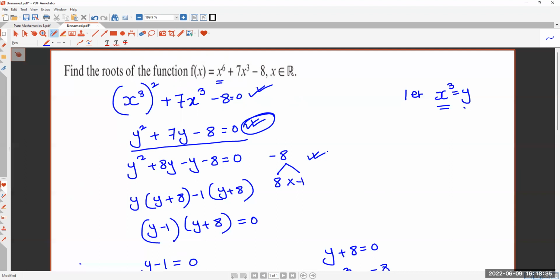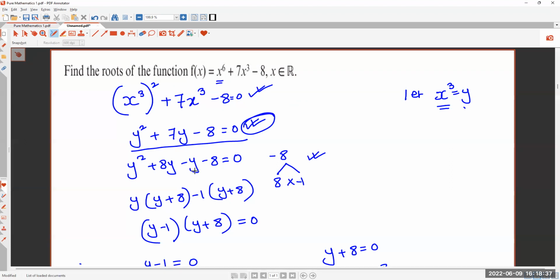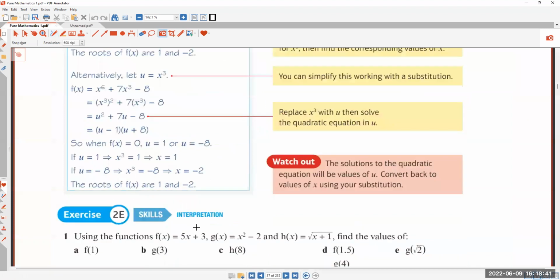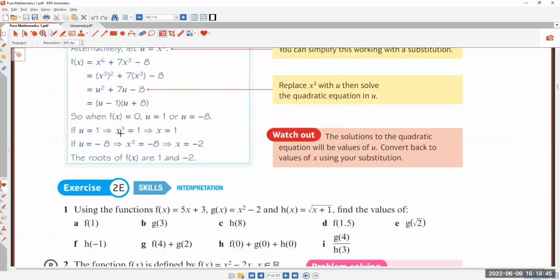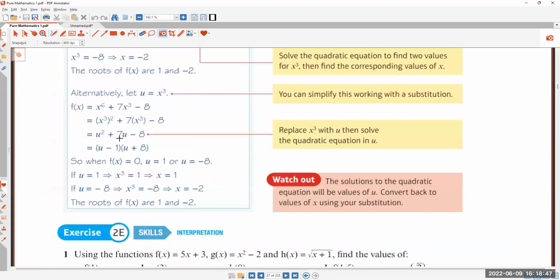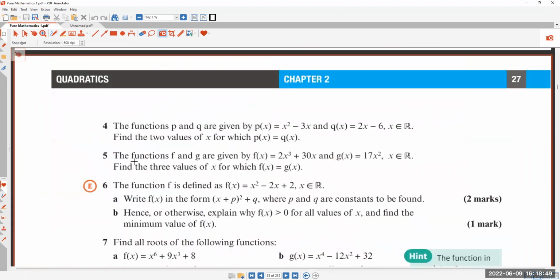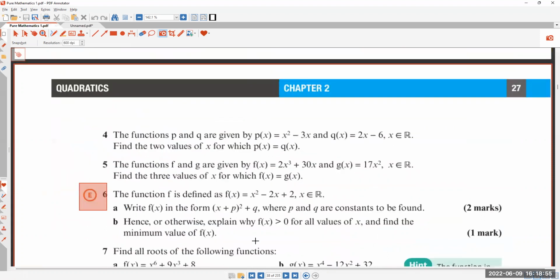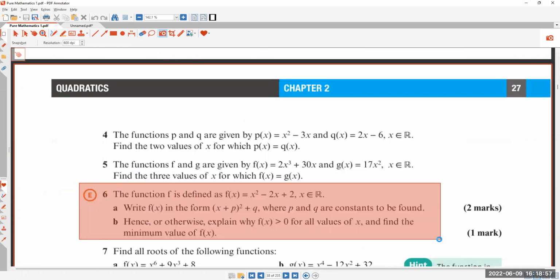Yes, sir. Now let's go to the next one. Instead of using y, they used u over here. So same thing. Question number 6, you have b part out of it. I think you can solve b part. A part you guys could do on your own. Okay. B part correct.